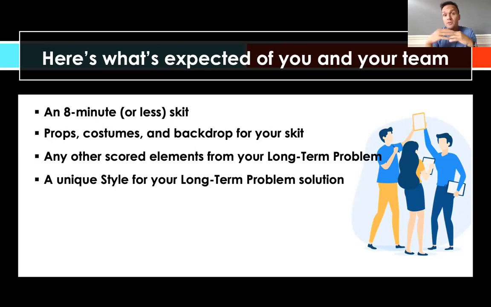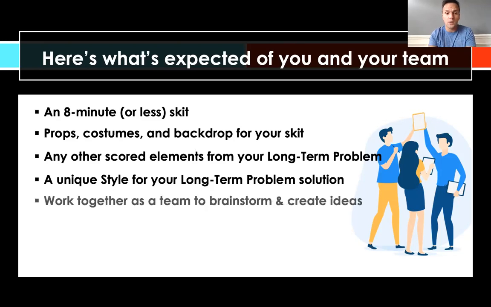You're also going to develop a unique style for your long-term problem solution. Now, I hinted about this in lesson 1. I kind of introduced it. We're going to have a whole lesson dedicated to style later on. But remember, style is the extra stuff that's not necessarily asked for in the long-term problem that your team wants to do to kind of create a unique feeling, look, or theme that makes your team stand apart, right? So that's an expectation of teams as well. You're going to work together to brainstorm and create ideas. That's a big part of what OM is all about.